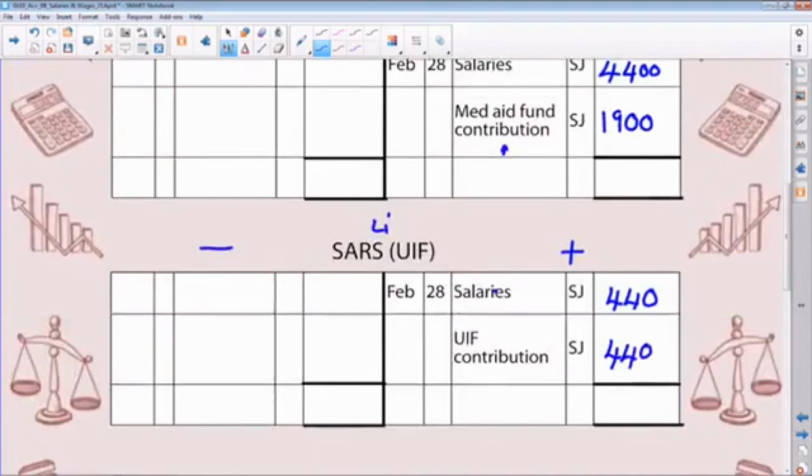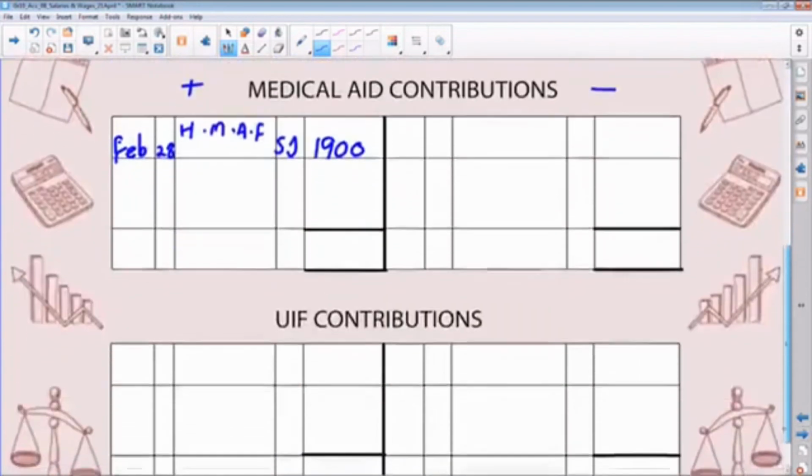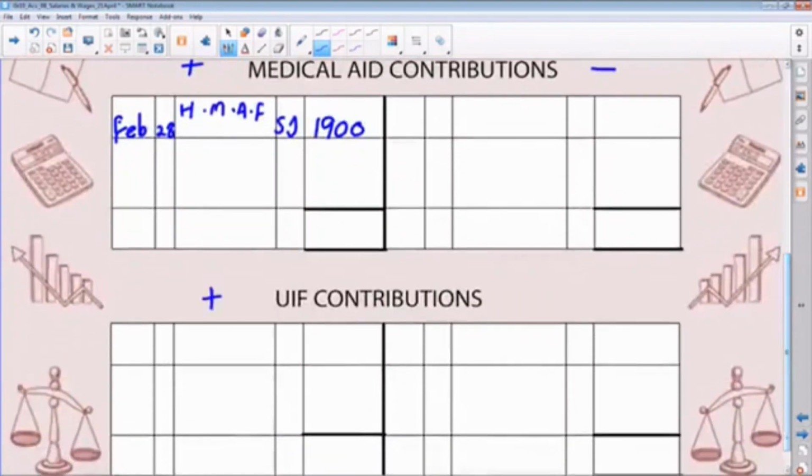440. But now, remember, you need to create the expense account. Let's go and see. Did I give you one? Yes. UIF contributions. Expenses go up on the debit, down on the credit. So we'll have February 28. We're going to say SARS UIF, because that's my contra account. And then I'm going to say salaries journal, 440.